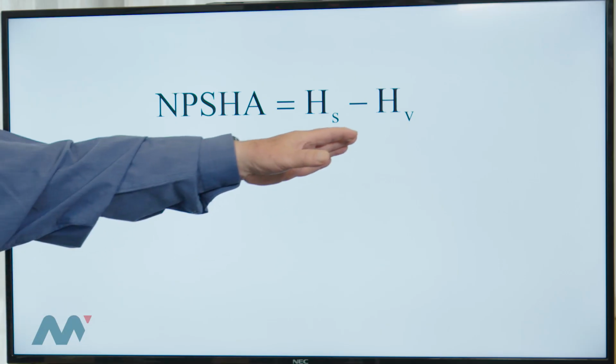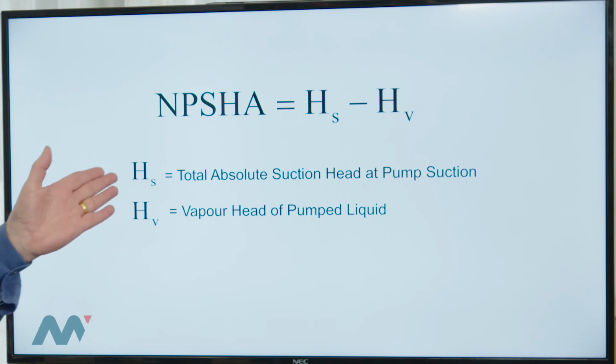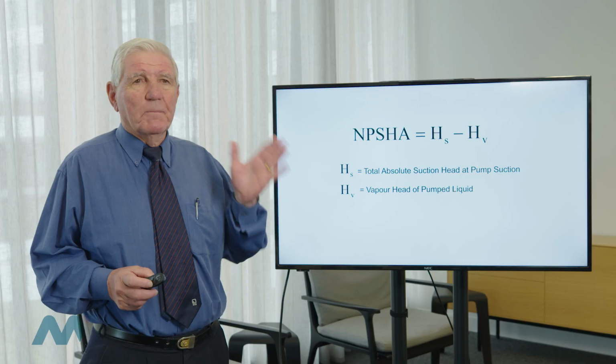And you can get that data, HV, it comes from tables. And you can get it for water, and you can get it for other common liquids that are pumped. So HS is the absolute suction head of the pump suction. HV is the vapour pressure of the liquid being pumped at the pumping temperature.